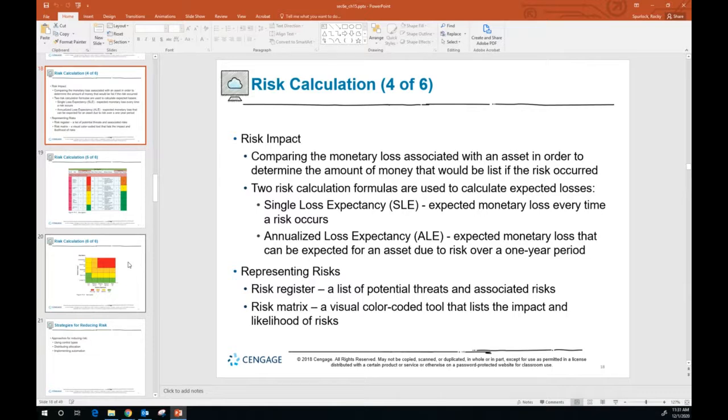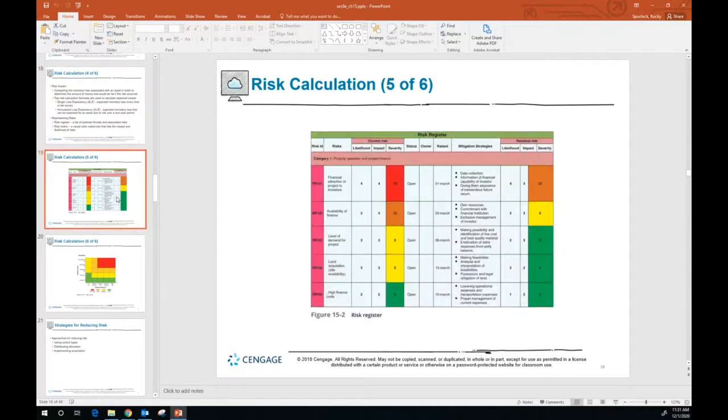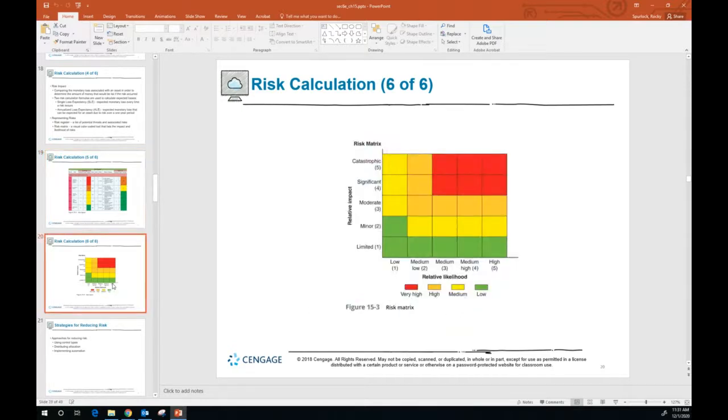Now, when you have this, you can look at two ways to represent risk. You can do a risk register, which lists a potential threat and associated risk, or a risk matrix, which is a visual color-coded tool that lists the impact and likelihood of the risk. So we'll look at a risk register. As we'll see, the risk, the likelihood, the impact, the severity of it, and the mitigation strategies. And we'll also look at a risk matrix where we can see the impact of the risk and the relative likelihood of the risk happening.